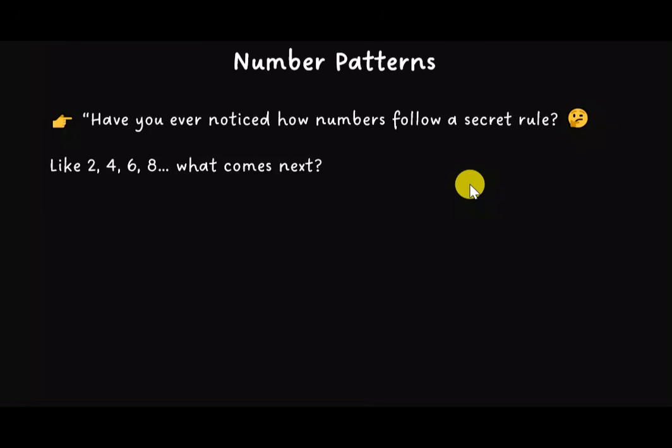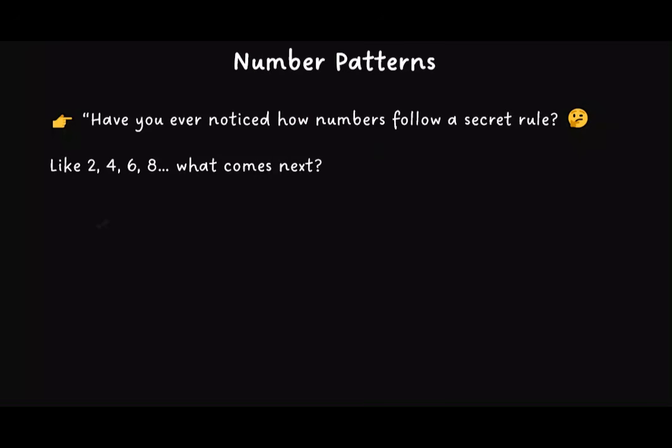There are many numbers that follow a rule and make a continuous chain, like 2, 4, 6, 8. This is a number pattern and it is following a rule. Now you also know the name of these numbers, 2, 4, 6, 8. These numbers are also called, yes, even numbers. Very well done.